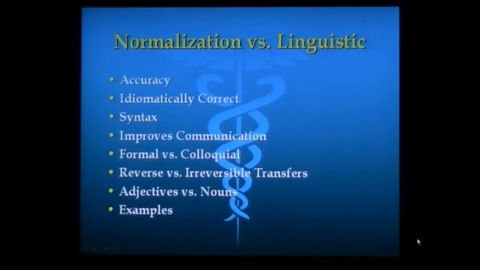And the question is, why do we need to do that? It improves accuracy when we normalize. It will improve accuracy at all times. It will be idiomatically correct. It will improve the syntax, because sometimes the syntax is incorrect. If you keep the same word order, there is a big difference between rojo automóvil y automóvil rojo. Un hombre grande y un gran hombre. These are two different things. They even mean something different. Un gran hombre is not the same thing as un hombre grande.